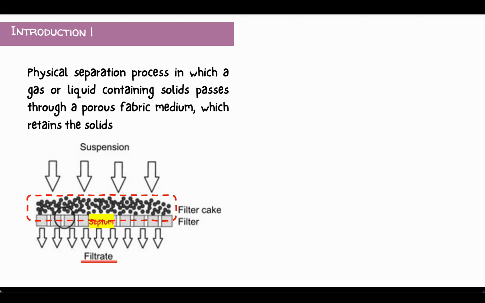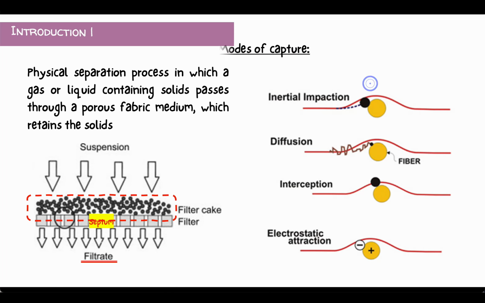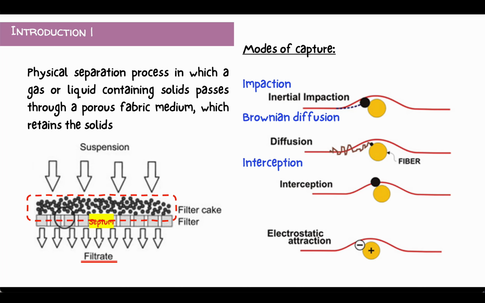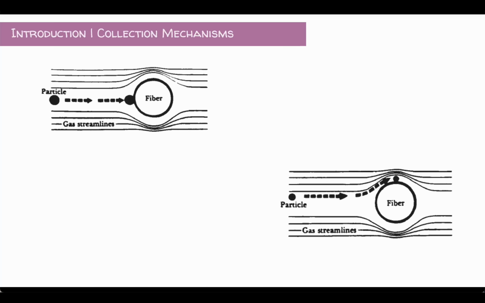Multiple mechanisms are responsible for particle capture within dust layers and fabrics. They are inertial impaction, Brownian diffusion, interception, and electrostatic attraction. Particles are collected on a filter by a combination of several mechanisms. The most important here are impaction, direct interception, and diffusion, which account for 99% of collection of particles less than 1 micron.